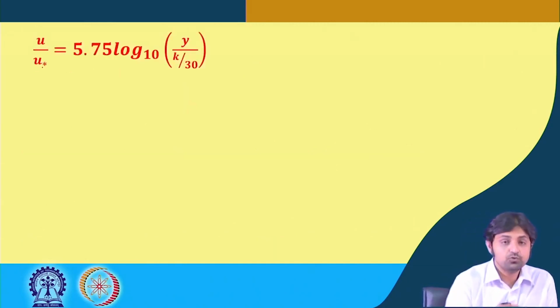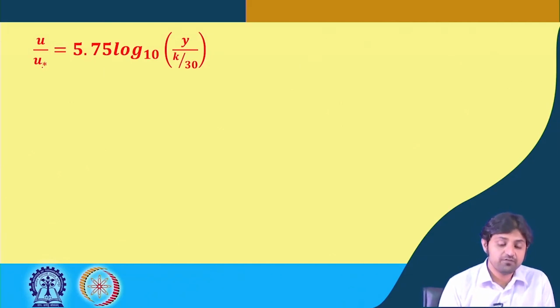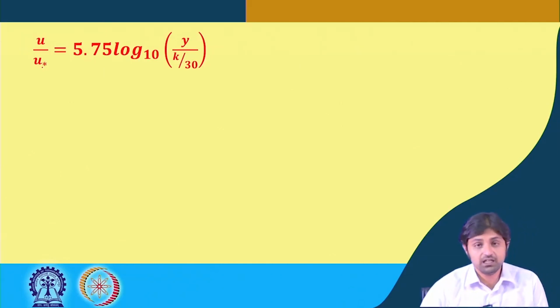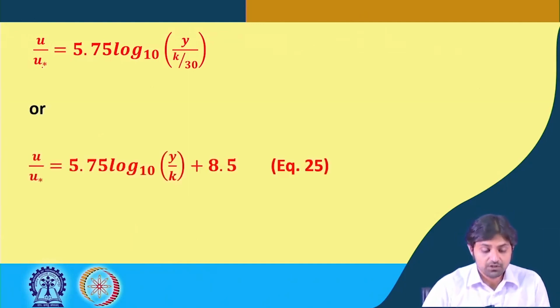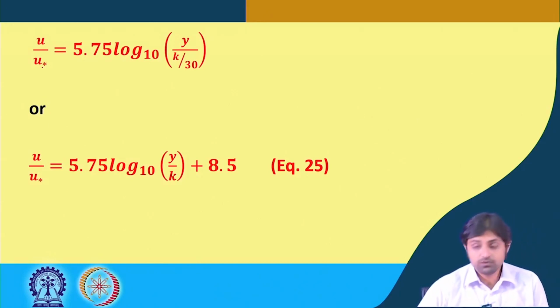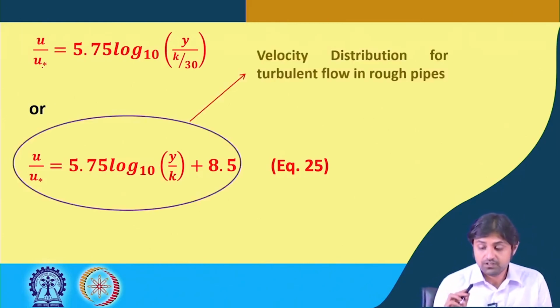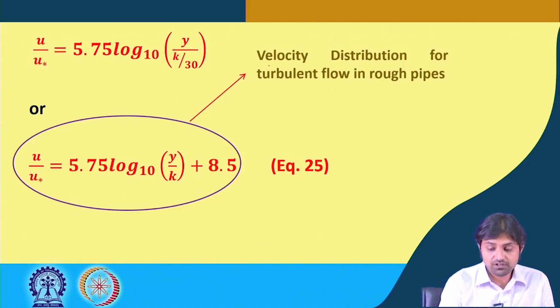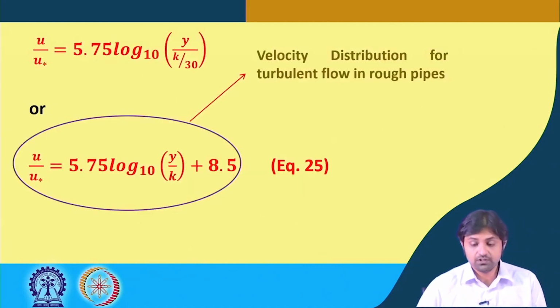and if we substitute this y prime in equation number 23, we obtain u by u star equals 5.75 log to the base 10 of y divided by k by 30, or if we take this 30 out, u by u star equals 5.75 log to the base 10 y by k plus 8.5. Now you see, this is the velocity distribution of turbulent flow in rough pipes.